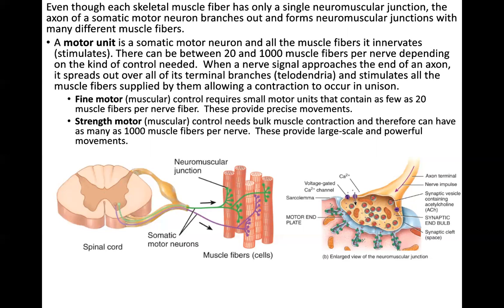Okay. It can be as few as 20 muscle fibers. That's not very many. It can be as many as 1,000 muscle fibers per nerve. And it's dependent upon the type of control you need. If you want to contract really forcefully, the more fibers you excite, the stronger the contraction is. Whereas if you want to be really precise in your motion, what we would call fine motor or muscular control, we'd use a smaller motor unit, which means that we're going to use the least amount of muscle fibers as possible.